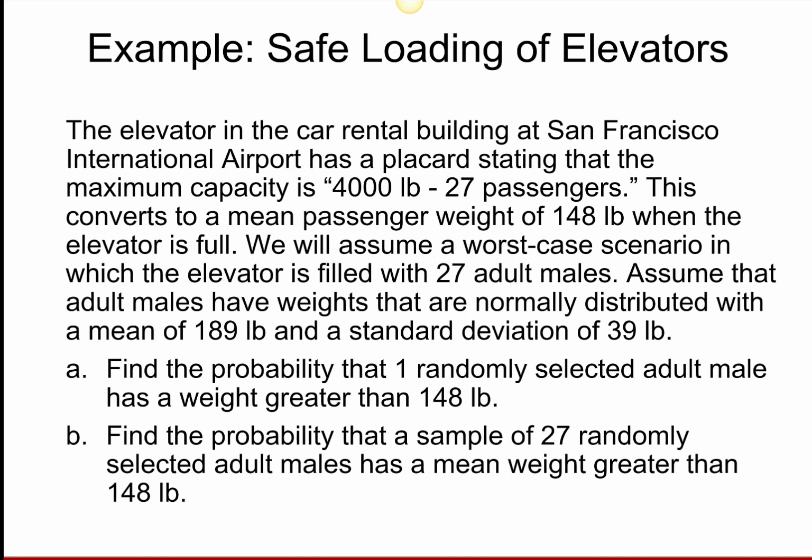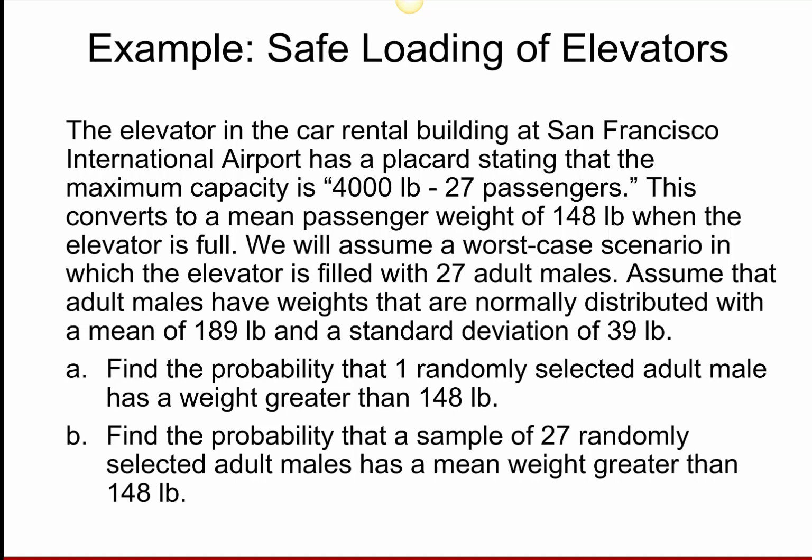Let's take an example. The elevator in a car rental building at San Francisco International Airport has a placard stating the maximum capacity is 4,000 pounds, 27 passengers. This converts to a mean weight of 148 pounds when the elevator is full, and that comes from dividing 4,000 by 27. We assume a worst-case scenario in which the elevator is filled with 27 adult males.